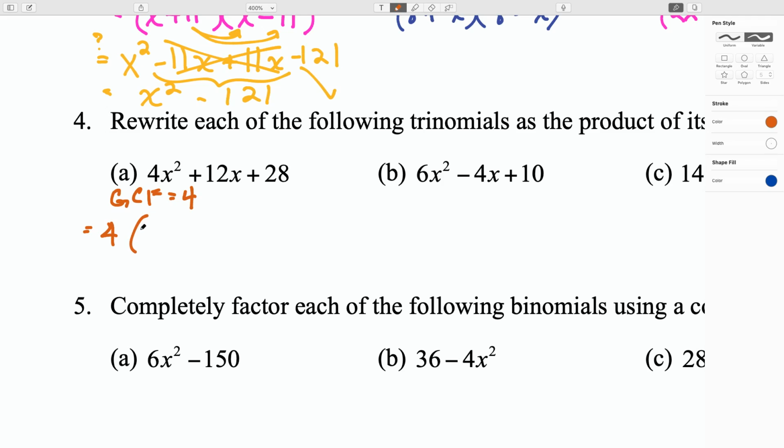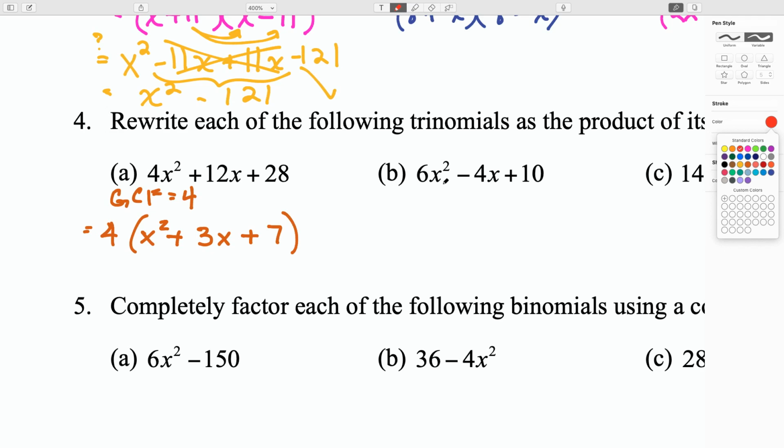4 times what will give me 4x squared plus 12x plus 28? I'm just going to divide each of those terms by 4. So I just need to multiply 4 by x squared plus 3x, because 12 divided by 4 is 3, plus 7, because 28 divided by 4 is 7. And I'm done. Let's do B.